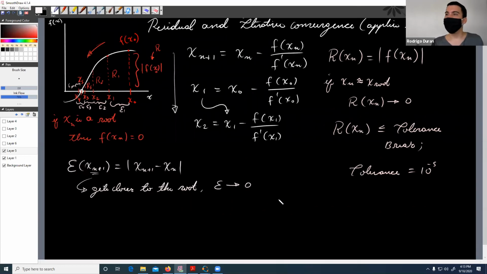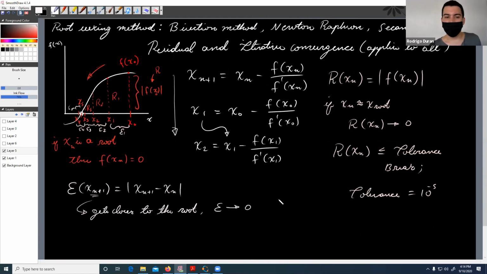These two definitions, the definition of residual and the definition of iterative convergence, will be the same for Newton-Raphson, secant method, and bisection. They do not change. They stay the same. We will change them once we get into simultaneous systems of linear equations, which are matrices. We will make our own definitions, but these are things that do not change.